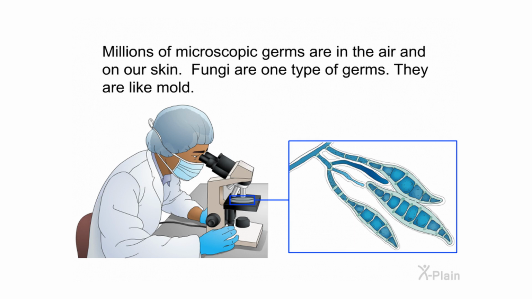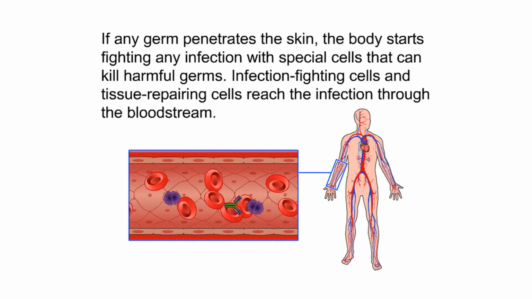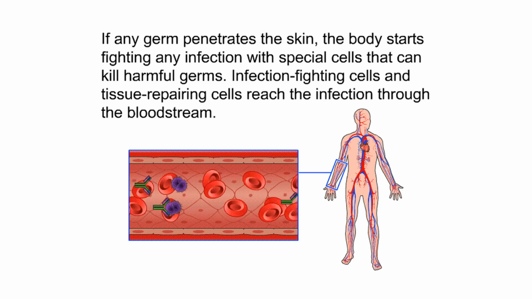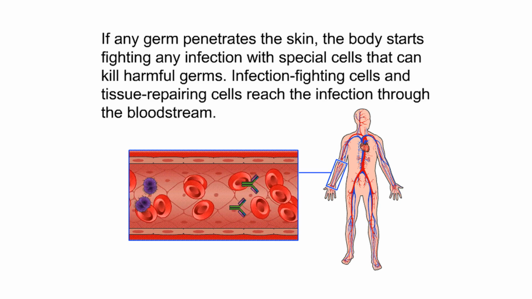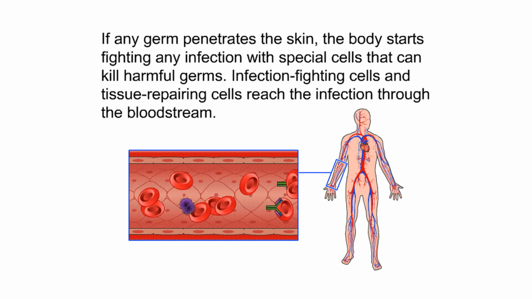Foot and fungi. Millions of microscopic germs are in the air and on our skin. Fungi are one type of germ. They are like mold. The skin and fat of the feet are the first barriers to prevent germs from entering the inner parts of the foot to the blood, where it can cause severe infection. If any germ penetrates the skin, the body starts fighting any infection with special cells that can kill harmful germs. Infection-fighting cells and tissue-repairing cells reach the infection through the bloodstream.